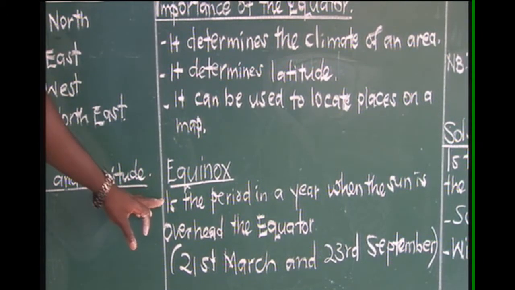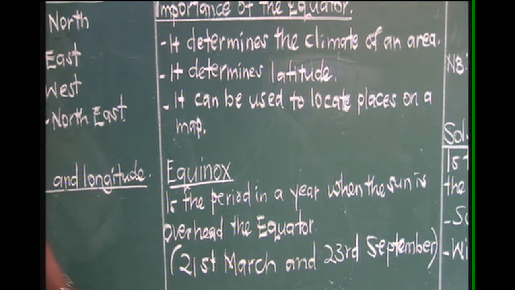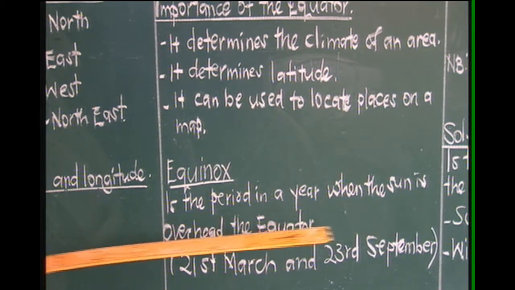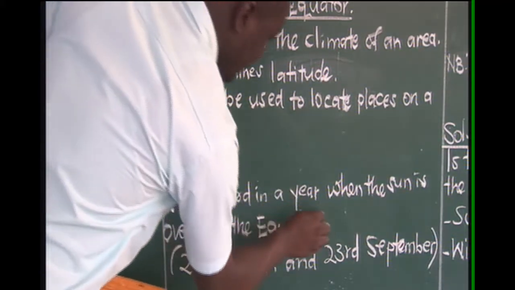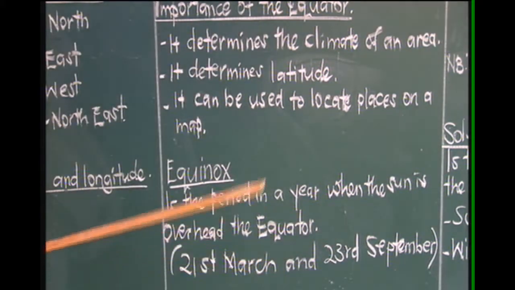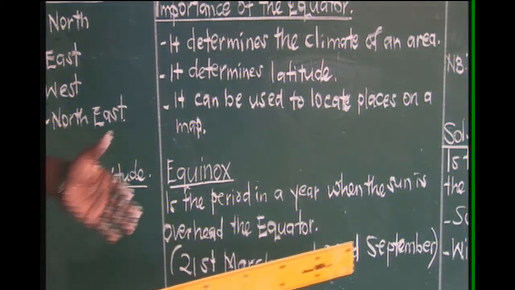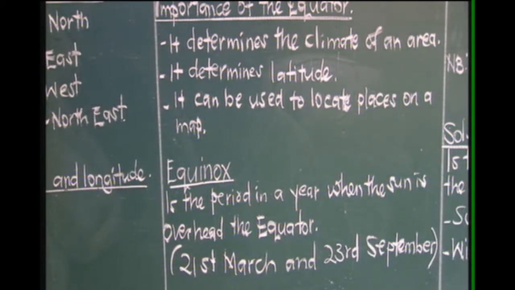Now, also we have terms. We have equinox that we are going to define. We are saying equinox is the period in a year when the sun is overhead the equator. Meaning when the sun is overhead the equator, that is what we call equinox. It makes the days and nights to be equal length.